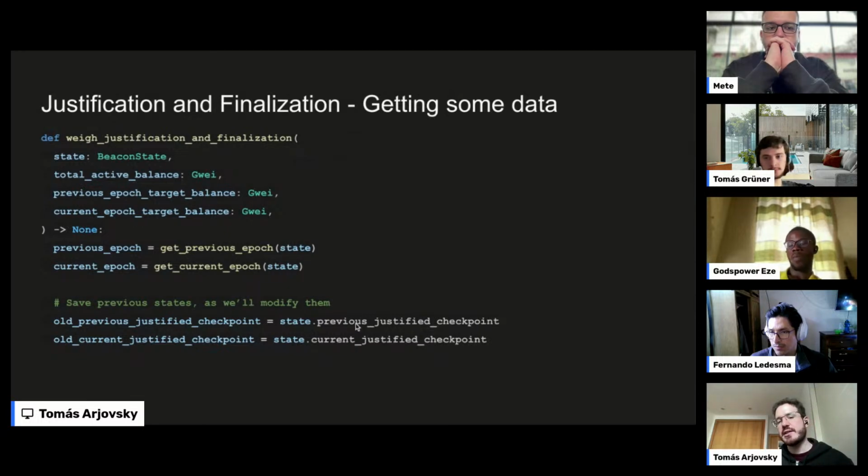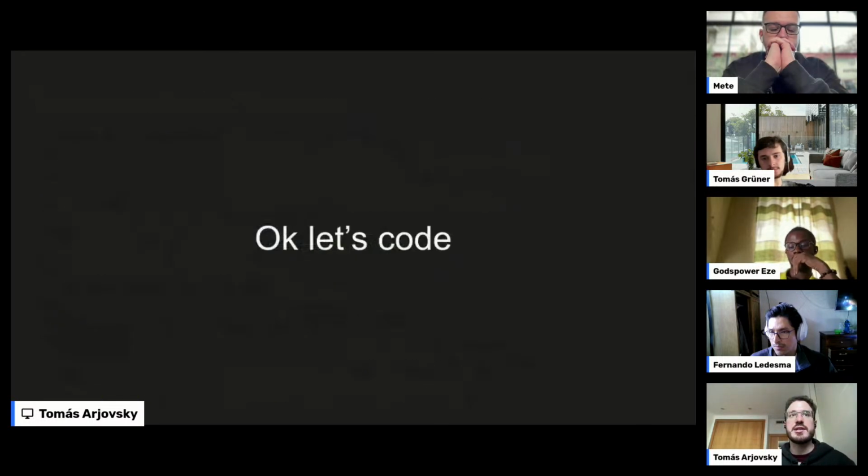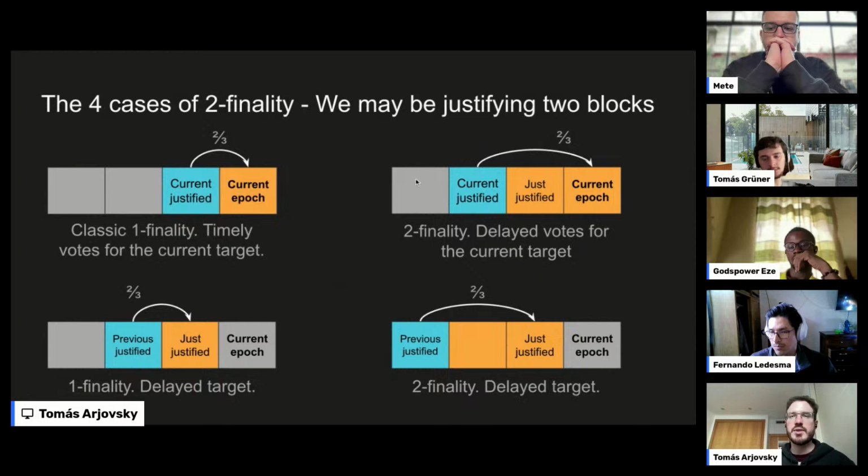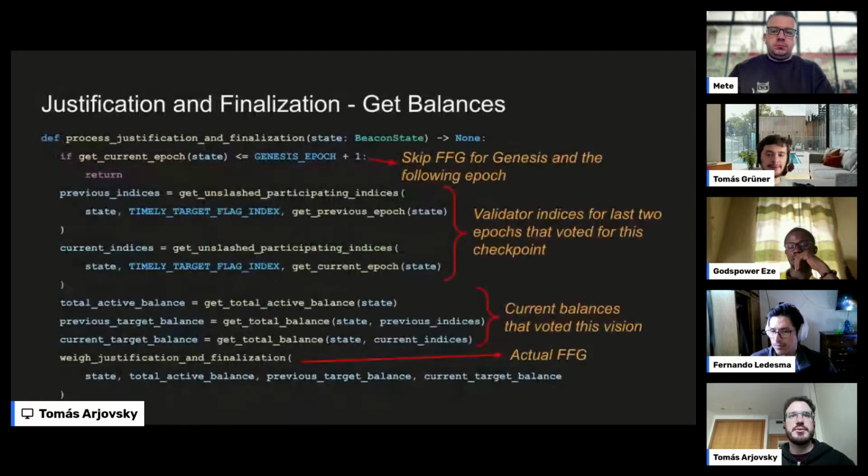Why do we need the current and the previous? We need both because this will be my currently justified, but maybe I also had justified the previous one. And if I justify this one, then I will finalize that one. So I need to save both of those things.